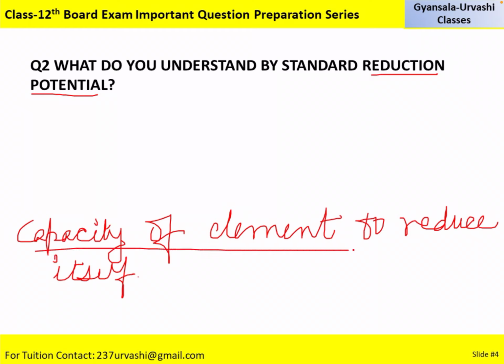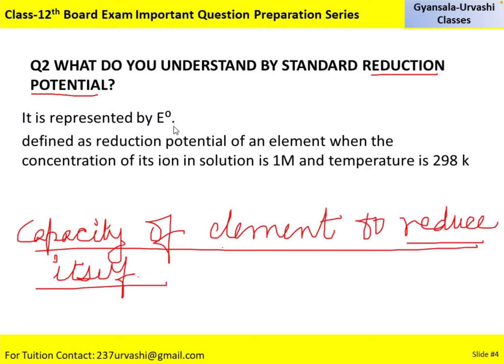Keep in mind, this is not the exact answer, this is not even the correct answer. I am just building up the concept, so I am telling you in very easy language that reduction potential is something related to reduction. Whatever reduction potential I get, it will tell me whether the substance will be reduced easily or whether the substance will be reduced with difficulty. Only that it tells us.